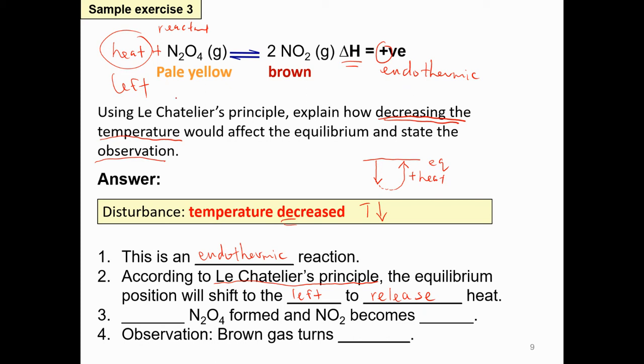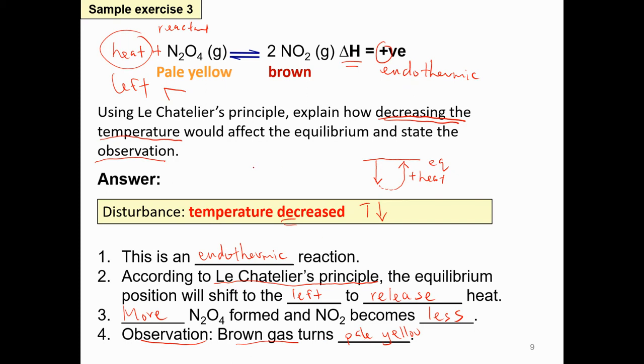Okay, so let's look at this. When it shifts to the left, more N2O4 will be formed and NO2 will become less. So the observation is, the originally brown gas will turn to pale yellow. Okay, or if you don't want to write brown gas turns to pale yellow, you can just write the gas will be pale yellow.